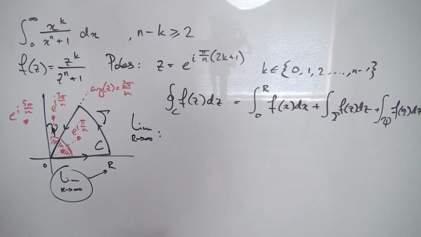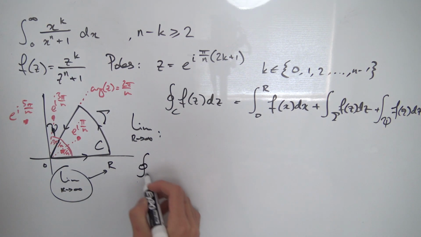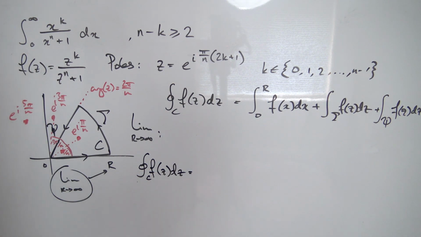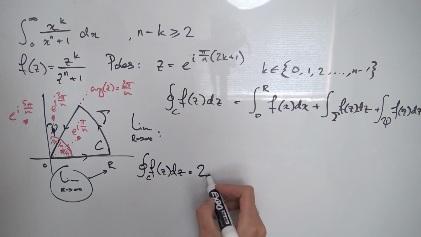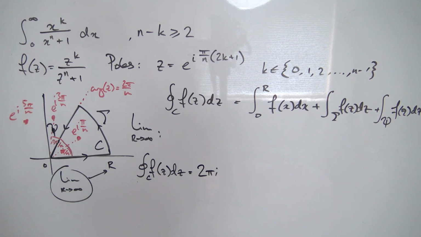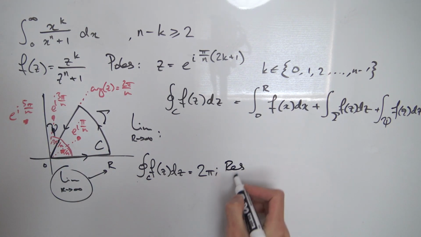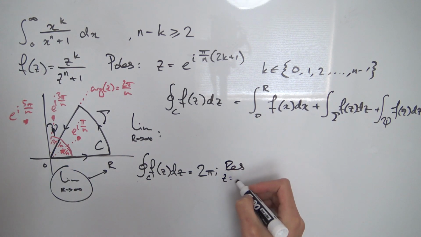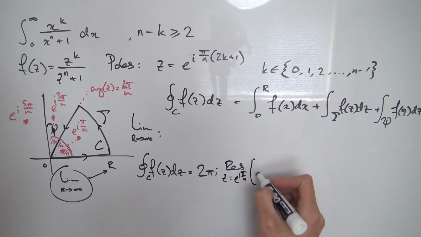Let's just start off by evaluating the contour integral over C. This isn't too bad to do. So the contour integral over C of f of z dz. We can use Cauchy's residue theorem, which says that it's 2 pi i times the sum of all the residues enclosed in the contour. But notice there's only one pole in the contour, which means we only need to calculate the residue at z equal to this pole right here, e to the i pi over n, of our function f of z.